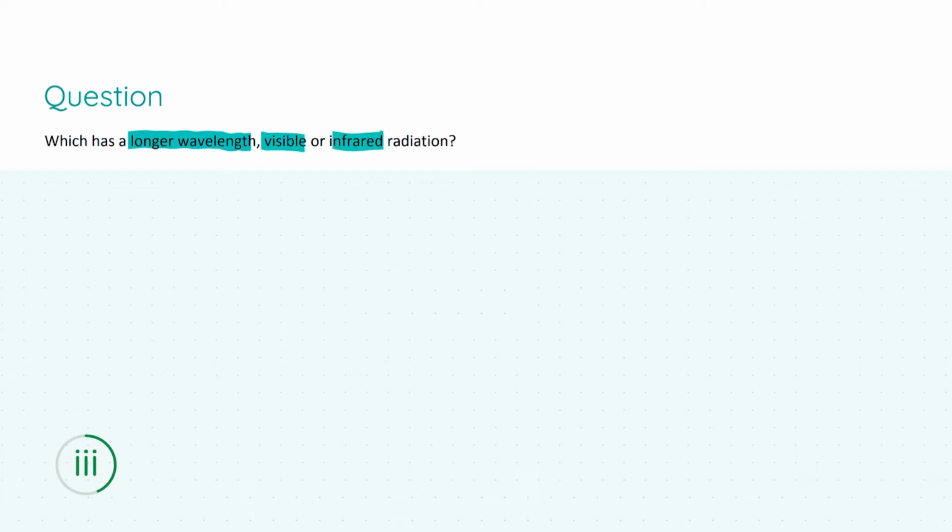And of course, the answer is going to be infrared, and that's going to give you 3 marks for that statement. Now, a little bit of a tip: infrared has the word red in it, and light on the red end of the electromagnetic spectrum tends to have a larger wavelength. Just keep that in mind.